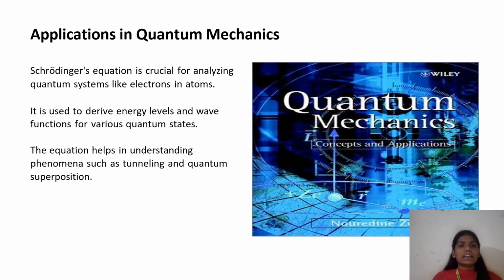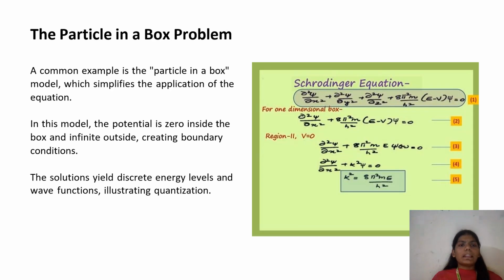Schrödinger's equation is crucial for analyzing quantum systems like electrons in atoms. It is used to derive energy levels and wave functions for various quantum states. The equation helps in understanding phenomena such as tunneling and quantum superposition. And the particle in a box problem.